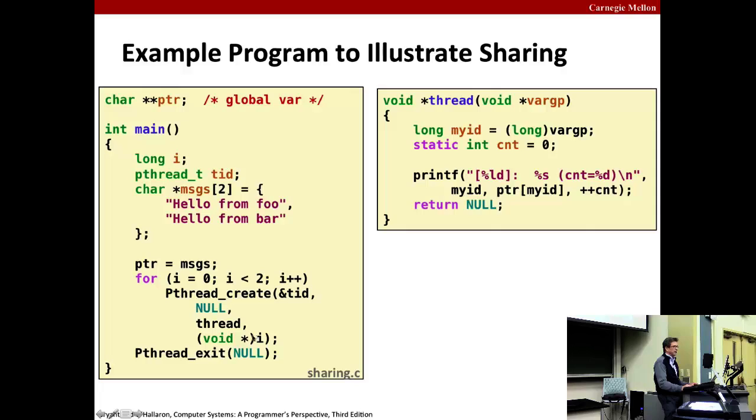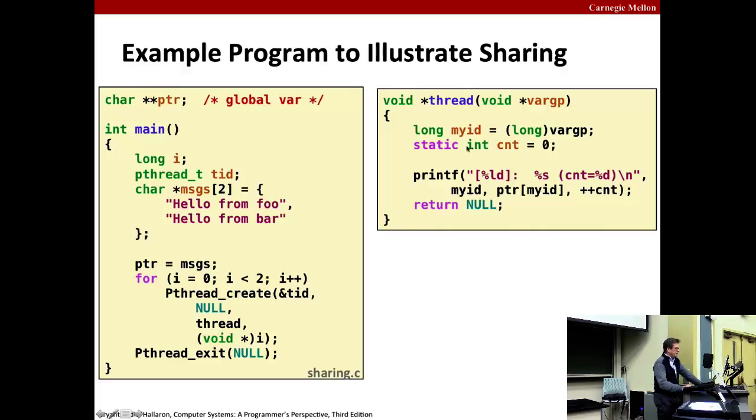Okay, so this is an example we talked about last time. This is perfectly okay. There's no race. But it's a little weird because we're going to take this index I and cast it to a generic pointer. Okay. And then after we create these threads, we'll exit the main thread.